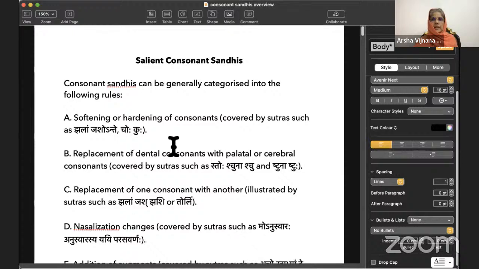So for example, dik. What is dik? Hello, please show some signs of life. What is dik? Dik means what? No, that is dik, that is a mahaprana. Direction. Yeah, very good. So dik is direction, and under this rule A, it would become dig.